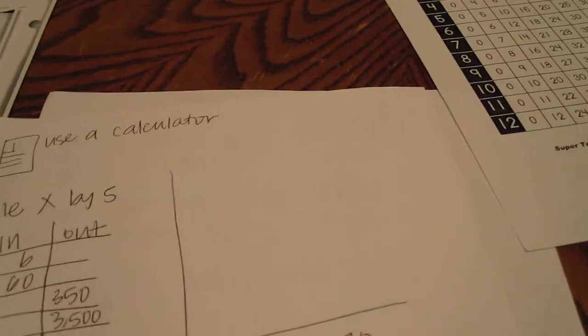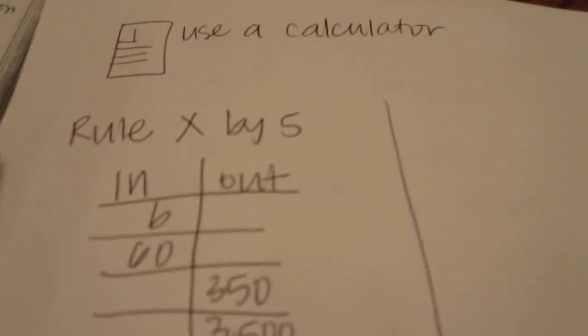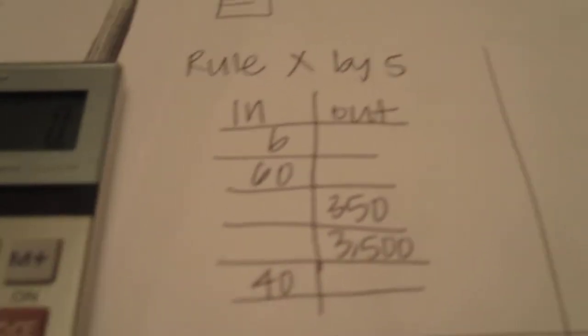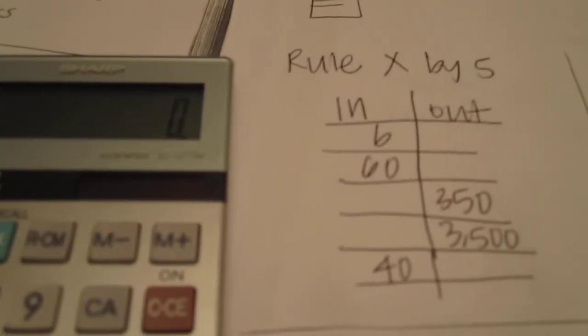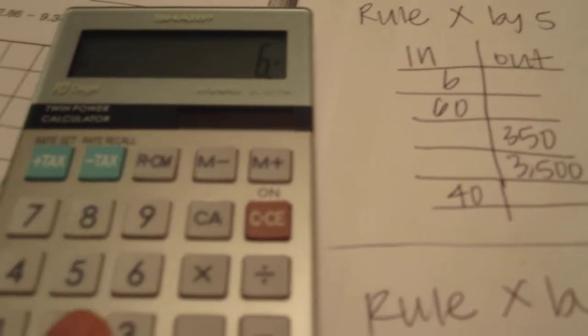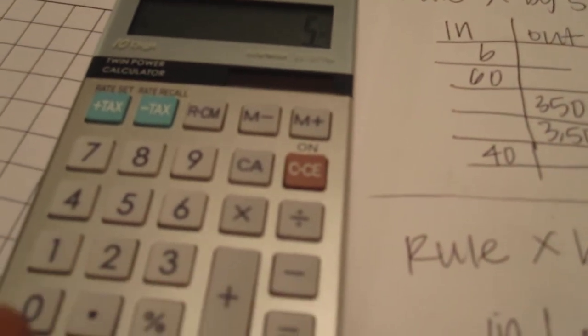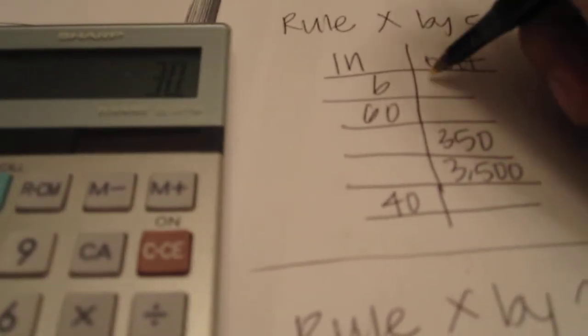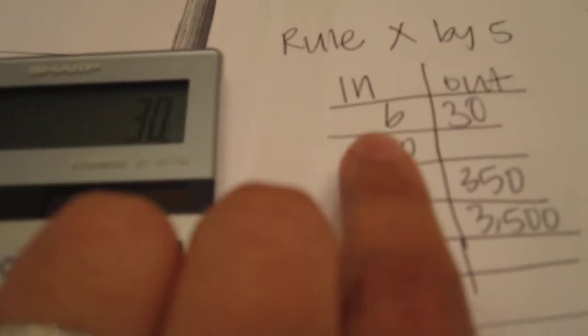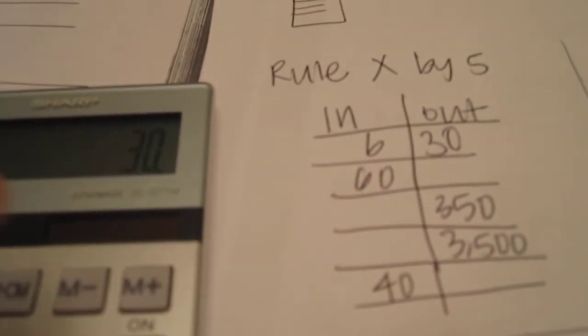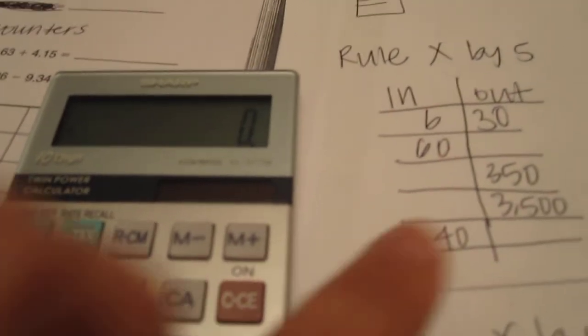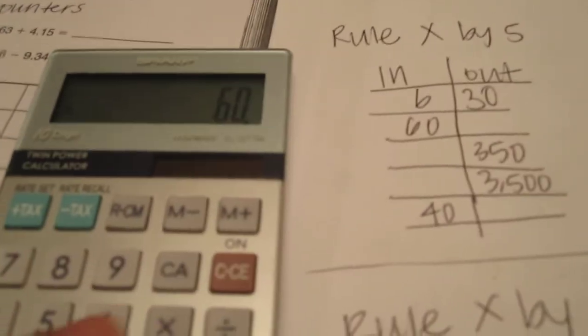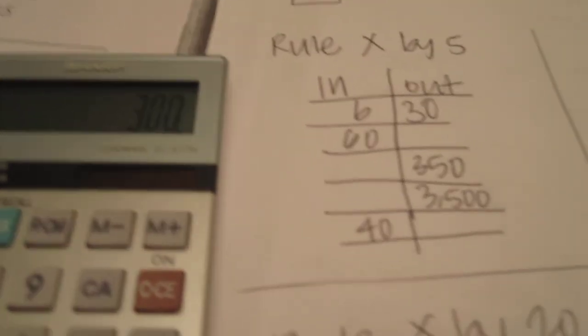The next one is you're going to use a calculator for this. So get out a calculator. It says here the rule is times 5. So if it says in, that means we're going to put in 6. Now it says use the rule. Times 5. That equals 30. So put 30. Now we have the opposite. We have 60 right here. So what that means is make sure you clear it. Type in 60 and times 5. What comes out? 300.